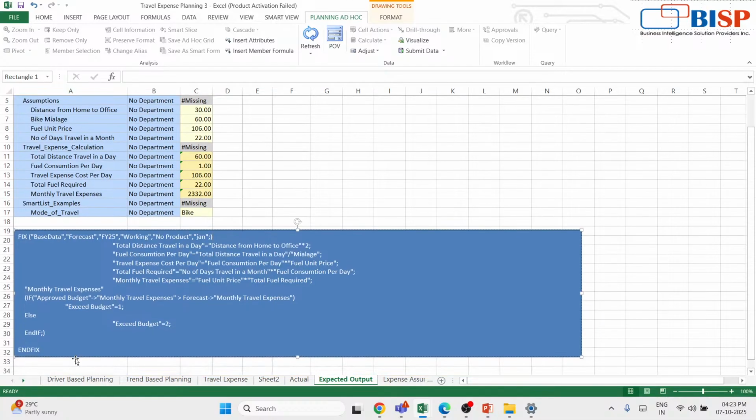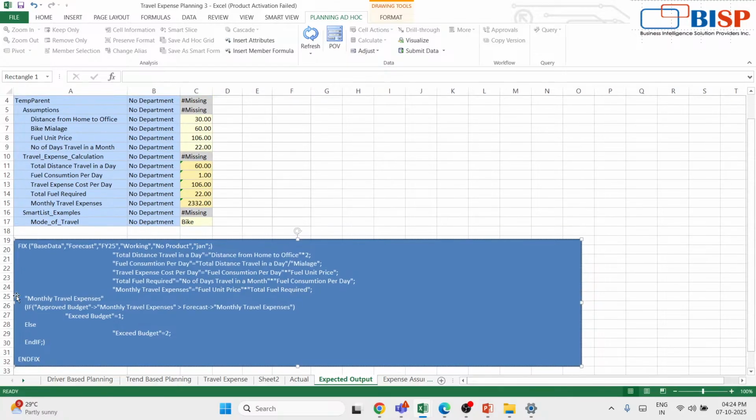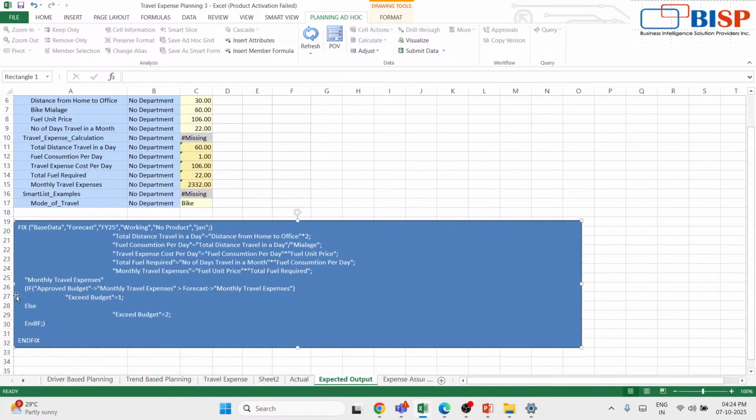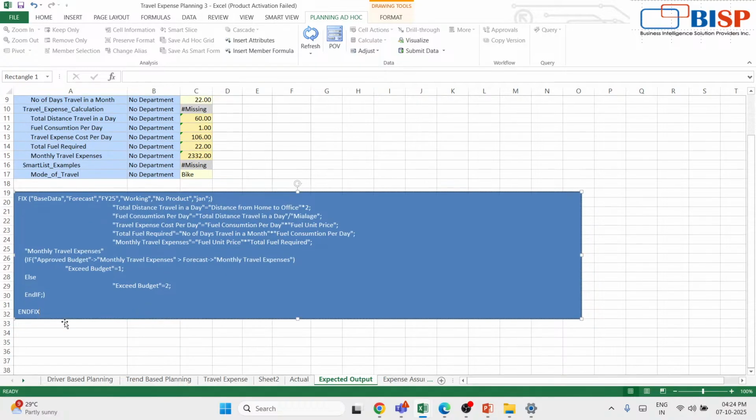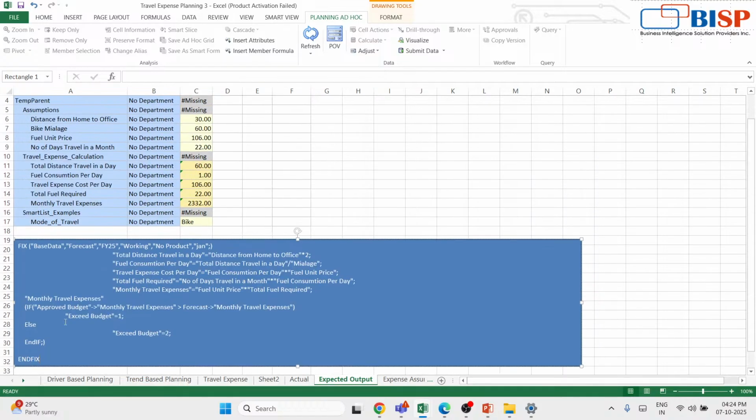So this is the actual business rule, and the end of the business rule would be from the end fix. So this is the business rule which we have to do, so that we can get the output, we can get the result here.